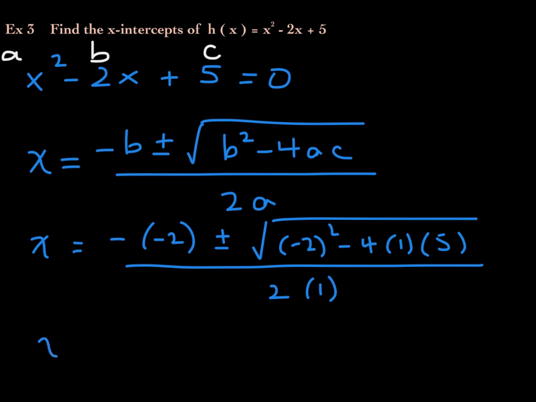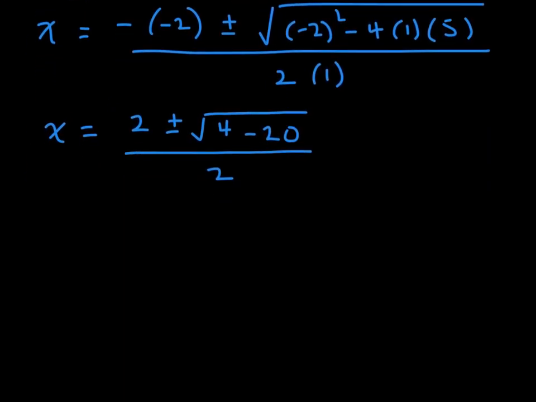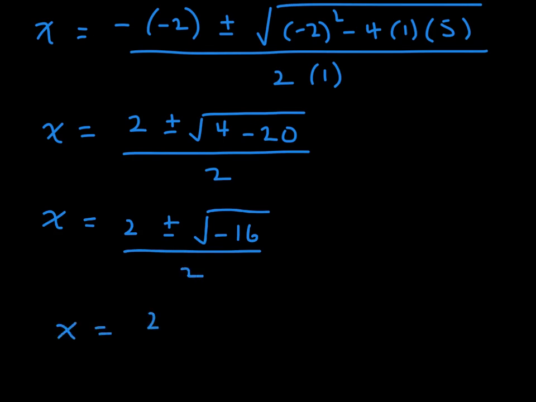All right, so we're getting positive 2 out front, plus or minus the square root of 4 minus 20, all over 2. Allow me to scoot up here. Okay, about right there. Then x is equal to 2 plus or minus the square root of negative 16, all over 2. This gives you x is equal to 2 plus or minus.